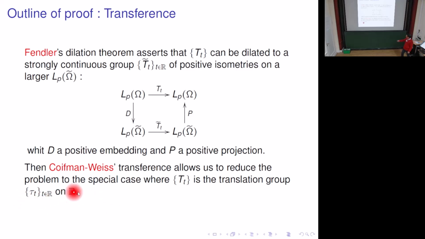This is tau_t on R. The translation group is a very good group. Everyone knows how to manipulate the translation group on R. So this is the first step of the proof, which is in some sense quite elementary.